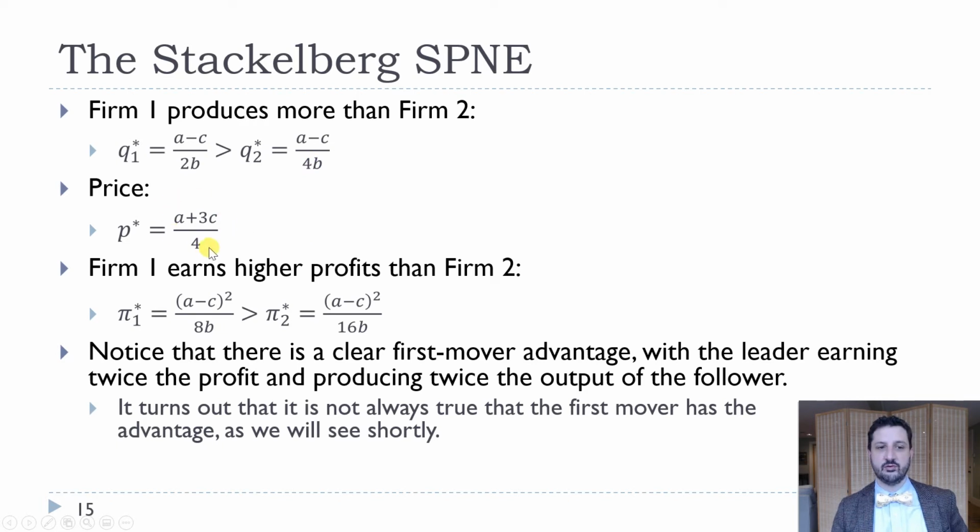Price, we still have the law of one price. It's still homogeneous goods, so the prices are the same. That's (A plus 3C) over 4. Firm 1, in this case, earns higher profit than Firm 2, because they're producing more and costs are the same. Their profits are (A minus C) squared over 8B, and Firm 2's profits are (A minus C) squared over 16B, so it's only half as much. In this case, there's a clear first mover advantage, with Firm 1, the leader, earning twice the profit and producing twice the output of the follower.